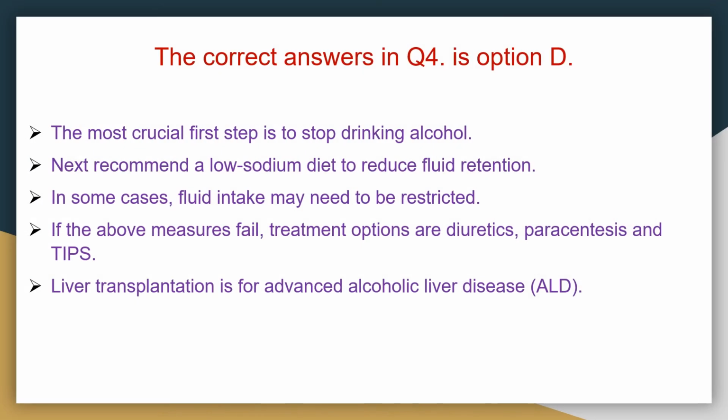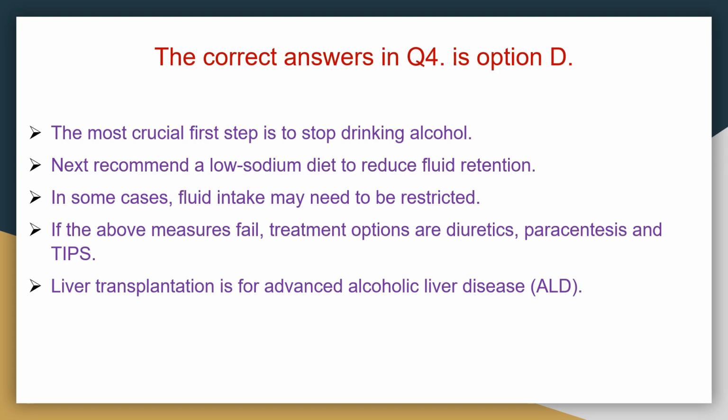The treatment of alcoholic ascites includes a combination of lifestyle changes, medications, and sometimes procedures to manage the symptoms and underlying liver disease. The most crucial first step is to stop drinking alcohol completely to prevent further liver damage. Next, recommend a low sodium diet to reduce fluid retention. This includes avoiding processed foods, salty snacks, and reducing salt intake in cooked food. In some cases, fluid intake may need to be restricted to help manage ascites.